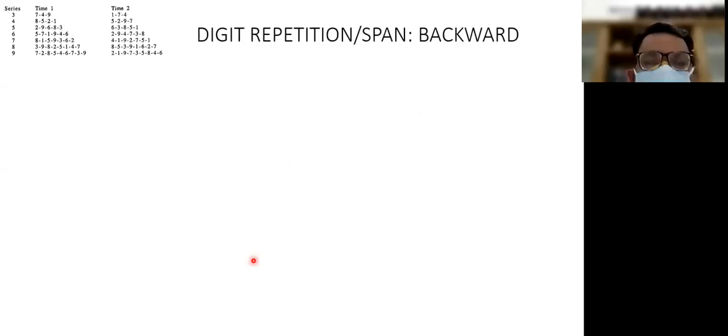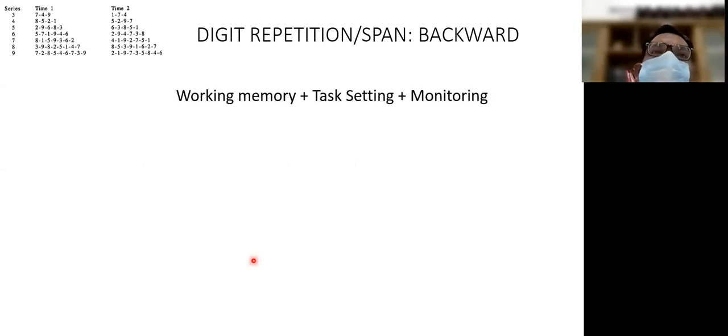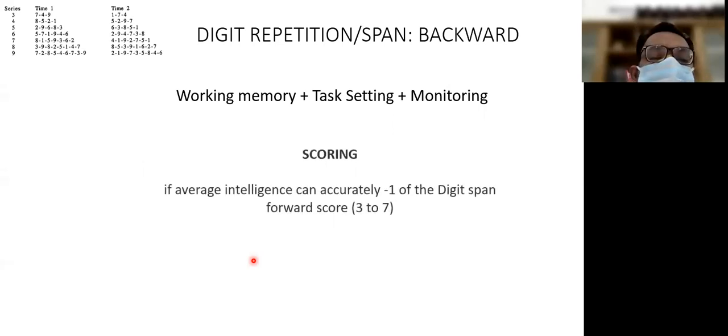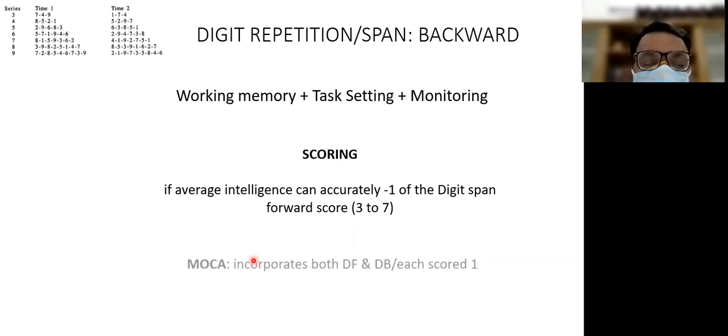Then coming to digit backward, which is more relevant to the current presentation. Digit backward not only tells us about working memory, we all know that, it also tells us about task setting and monitoring. Digit backward scoring is generally 1 less than that of digit forward. That is why digit forward is important, because every patient will have his or her unique score. So we do a digit forward in one patient, see the score, and if digit backward is less than digit forward by 1 in that patient, then the score is fine. But if the difference between digit forward and digit backward score is more than 2, then we should feel that there is an underlying executive dysfunction coming up.